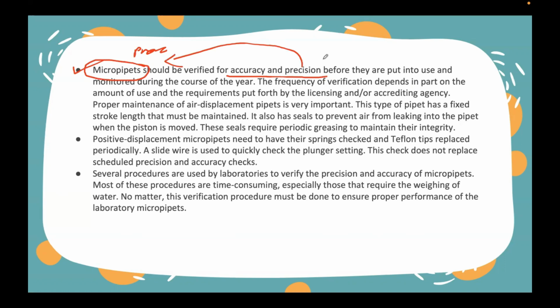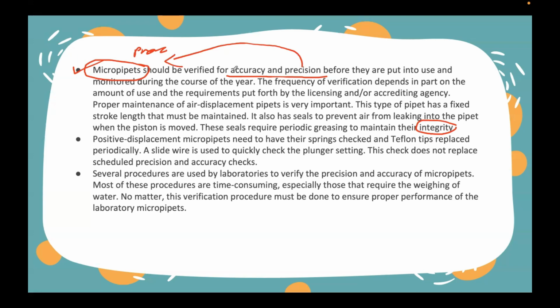Proper maintenance of air displacement pipettes is very important. This type of pipette has a fixed stroke length that must be maintained. It also has seals to prevent air from leaking into the pipette when the piston is moved. These seals require periodic greasing to maintain their integrity. So very important po na ma-maintain natin yung integrity ng ating mga samples by maintaining our equipment such as our micropipettes.